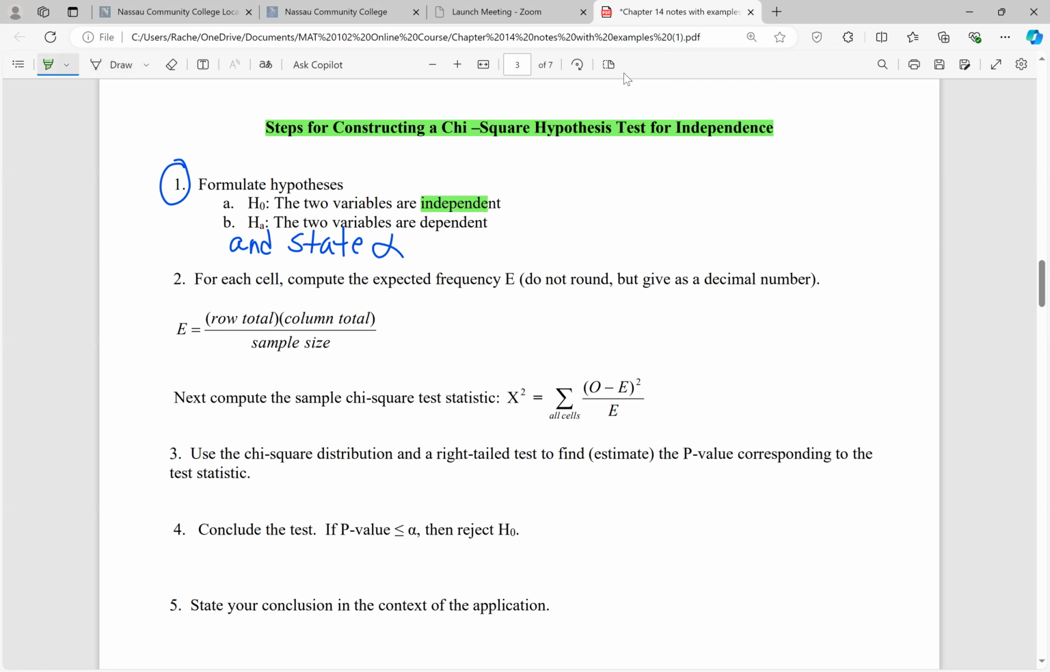So how do we do that? Well, the first step is what we did in the previous lecture. For each cell, we want to compute the expected frequency E.